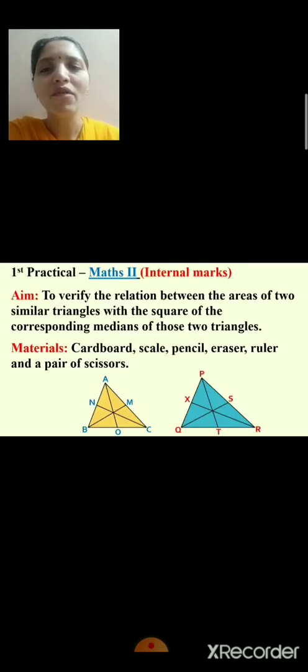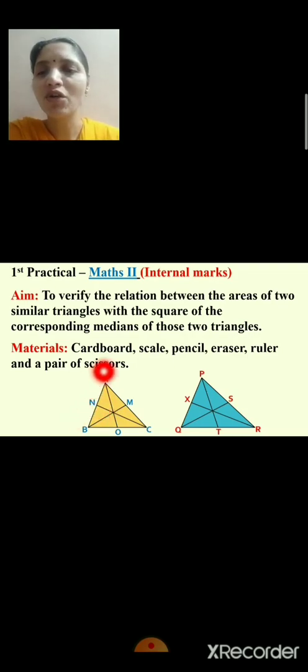You have to verify the relation between the areas of two similar triangles with the square of the corresponding medians of those two triangles. The material requires cardboard, scale, pencil, eraser, ruler and pair of scissors. Now if you don't have cardboard, you can use a white color paper also. And what you have to do for this practical?